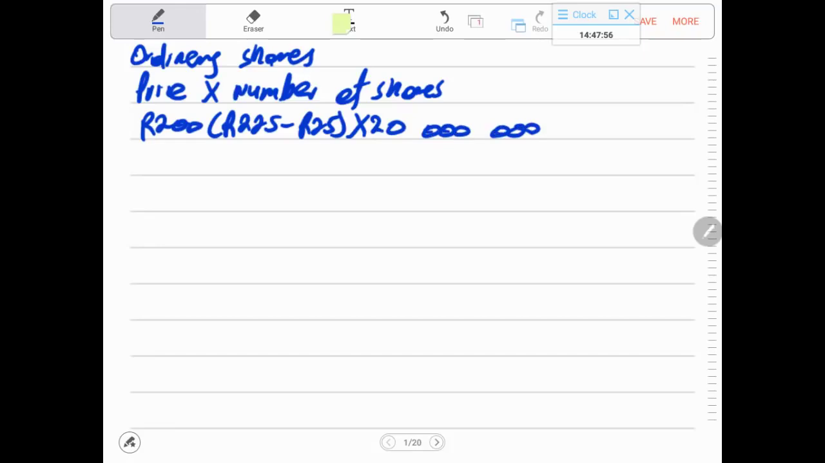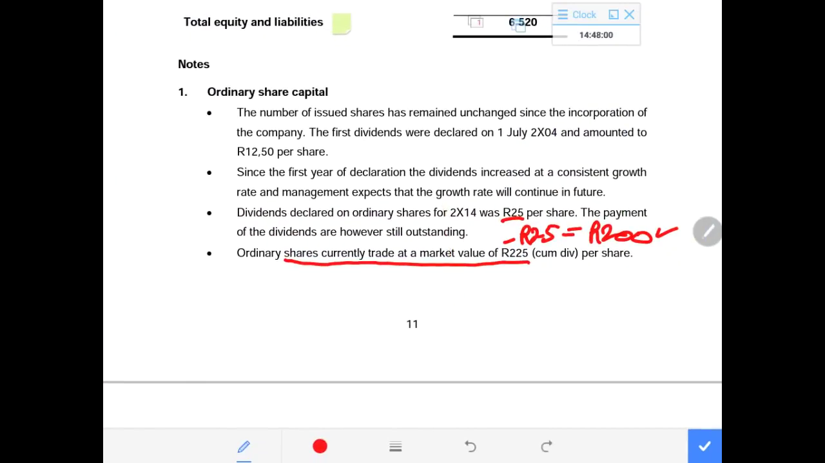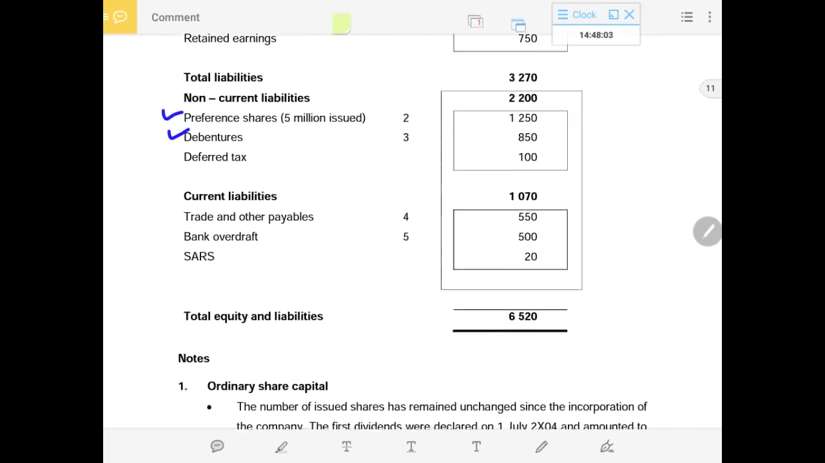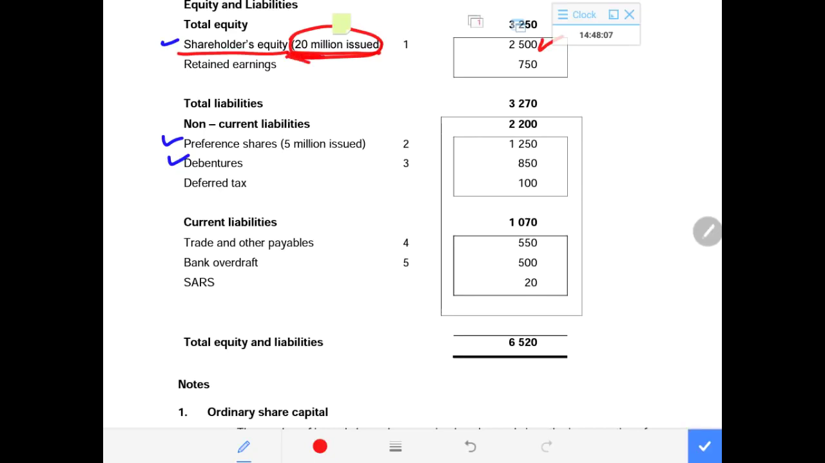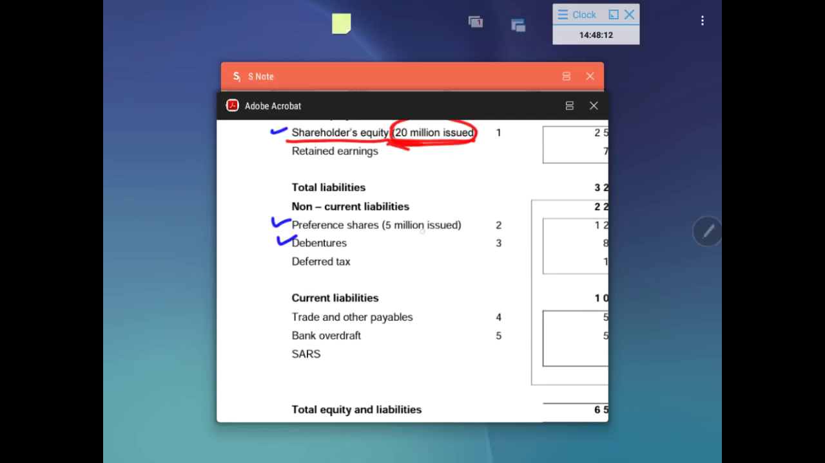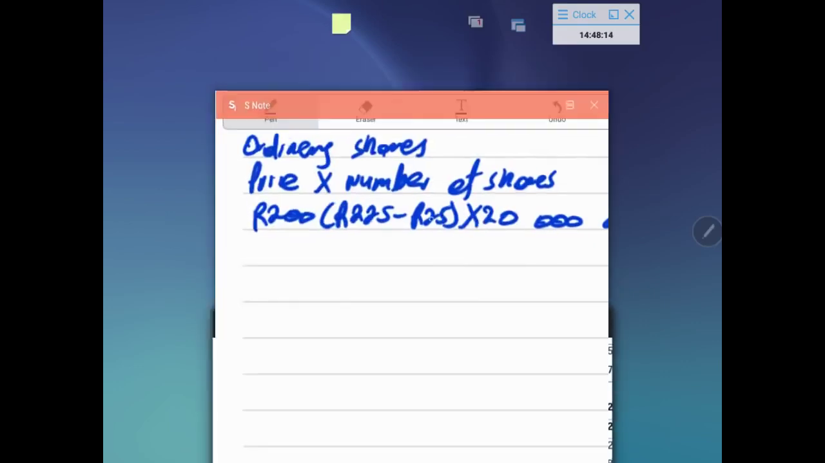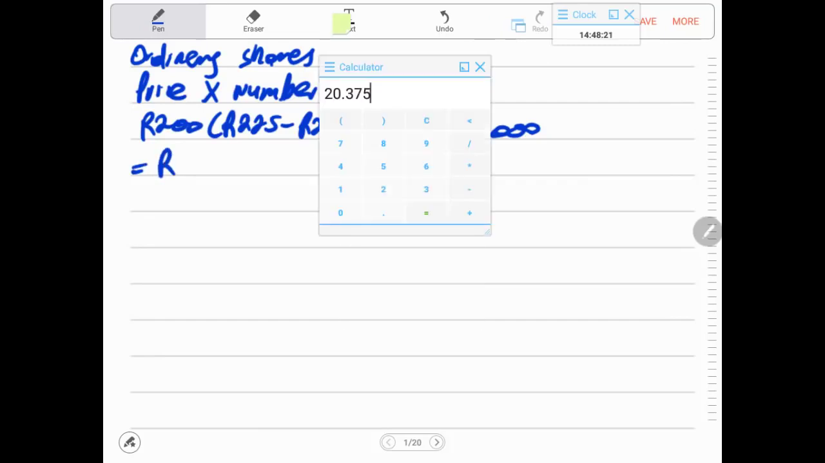Let me confirm that it is 20 million shares or not. The number of shares that we have, yes, it is 20 million. There is 20 million of the ordinary shares or equity. So now we go with that same note, then we determine how much will be the capital of ordinary. Capital of ordinary will be 200 times 20 million.